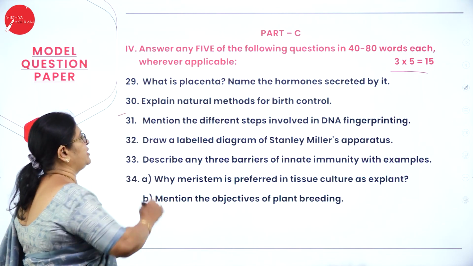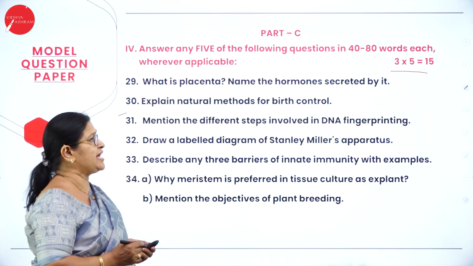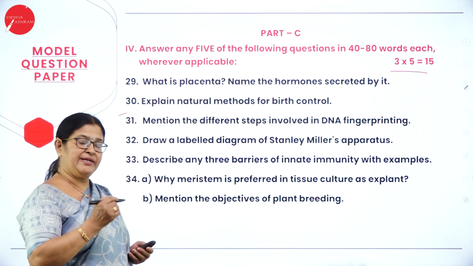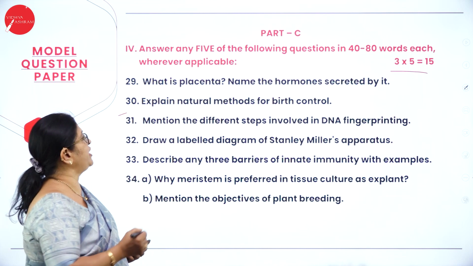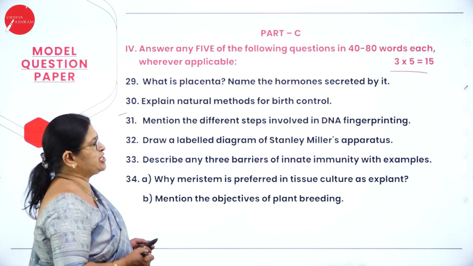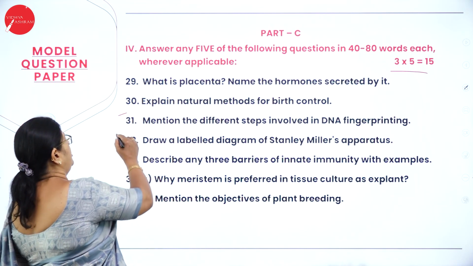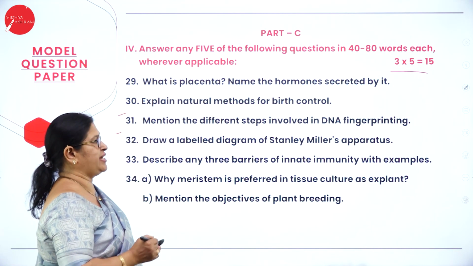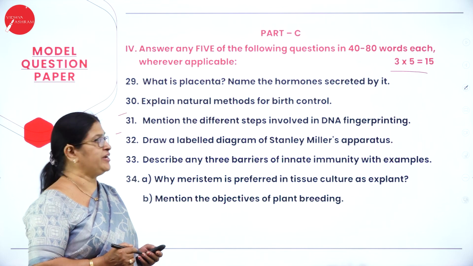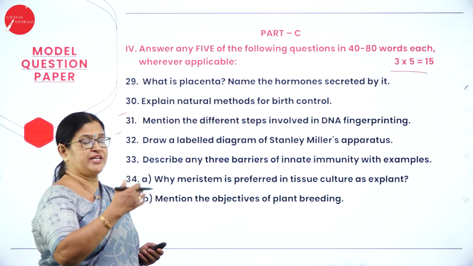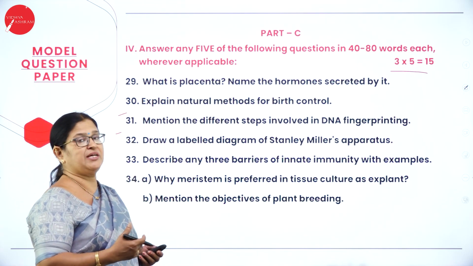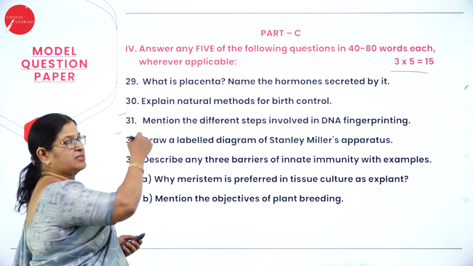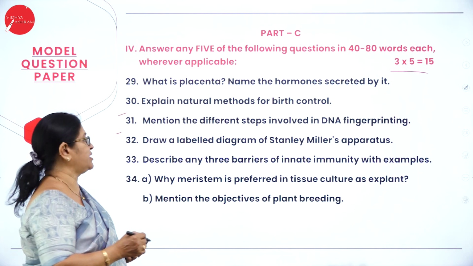Moving on to question number 30. Explain natural methods of birth control. So it is one of the temporary methods of birth control where you need to explain the natural methods of birth control. Moving on to question number 31. Mention the different steps involved in DNA fingerprinting. So you are supposed to explain the different steps that are involved in DNA fingerprinting. All these questions in this part C section carry 3 marks.